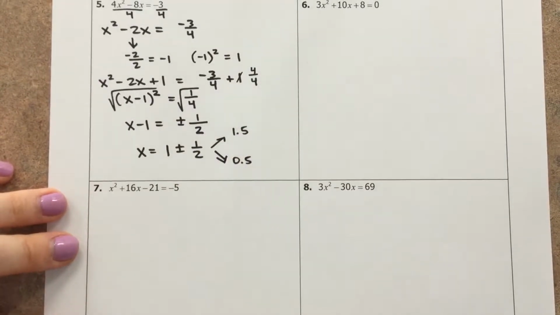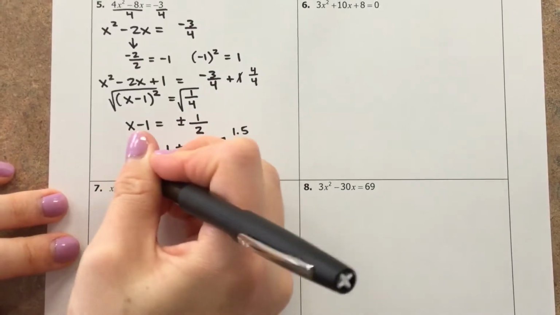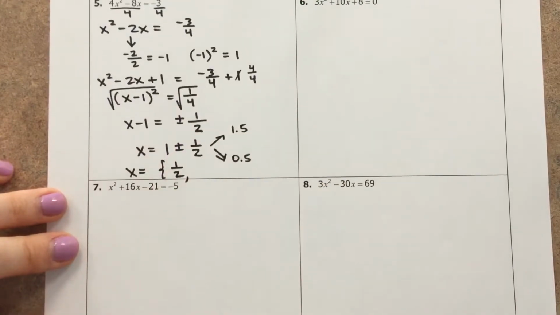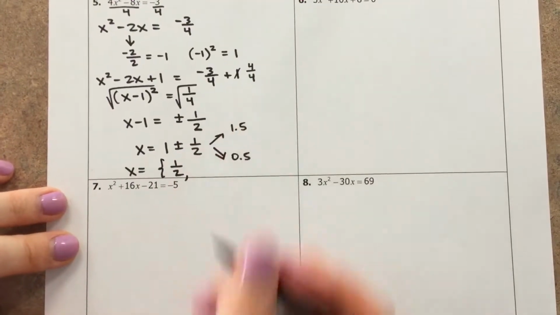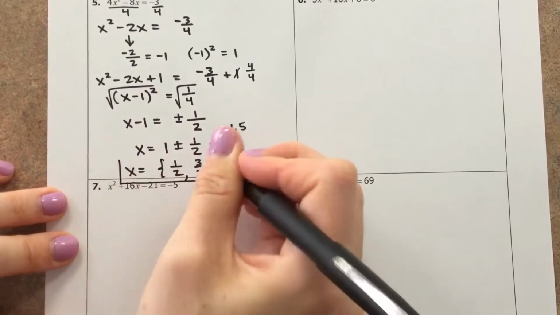So you could do decimals, fractions, mixed fractions, improper fractions, whichever you prefer. So we'll write our answer in our set notation. Just to show you, we can do decimals or fractions. So 0.5 is 1/2, 1.5 is 3/2. So decimals or fractions, whichever you prefer.